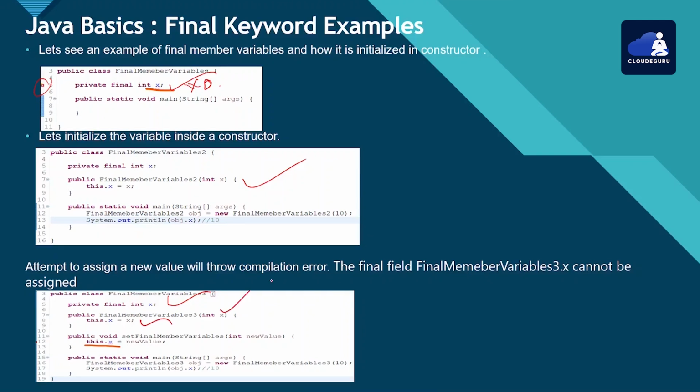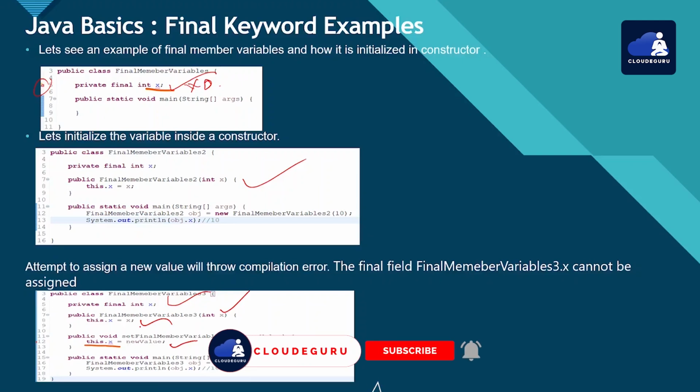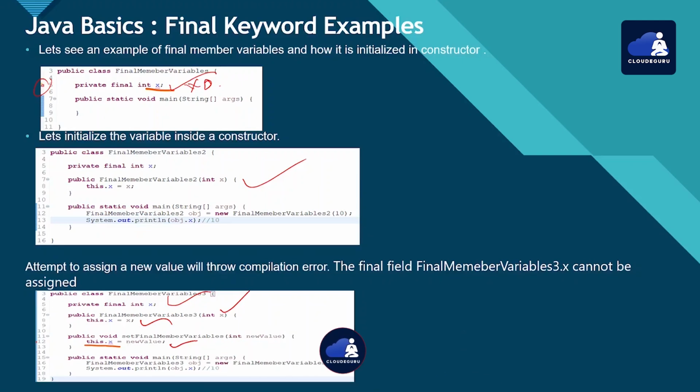Now if you see here, we are declaring a final member variable, and here inside the constructor we are assigning one value. Now if you see in line number 12, because we are trying to assign a new value to the same variable x, it's throwing a compile time exception that you cannot assign a new value to a final member variable.